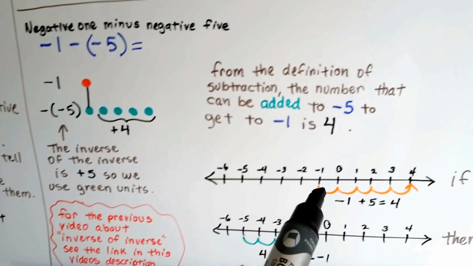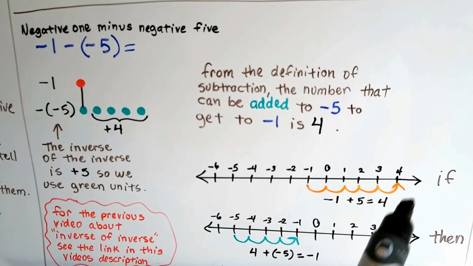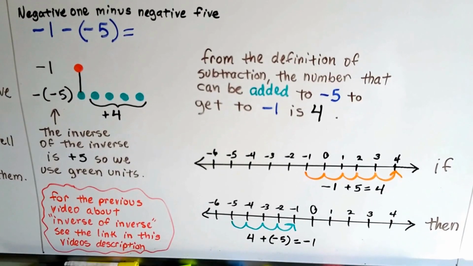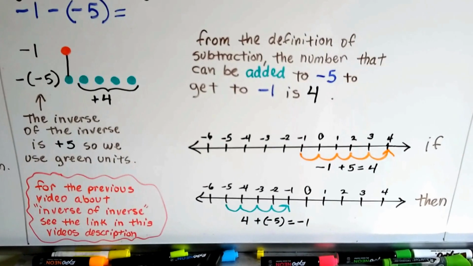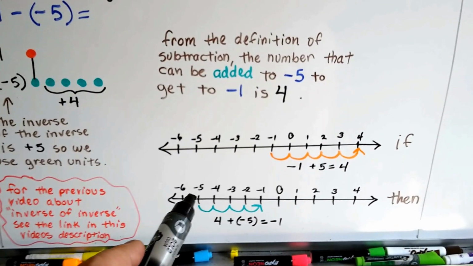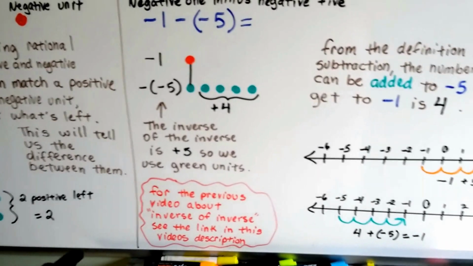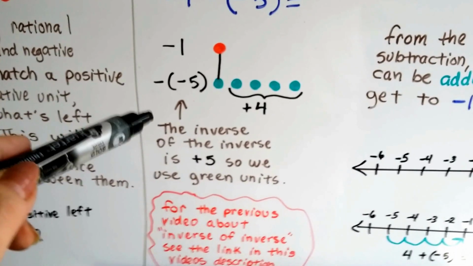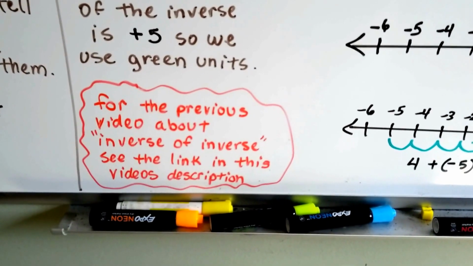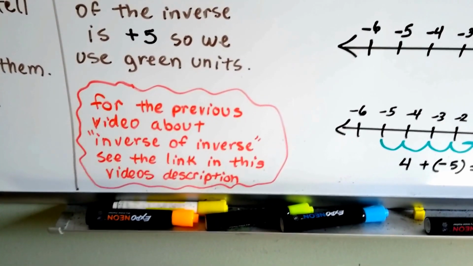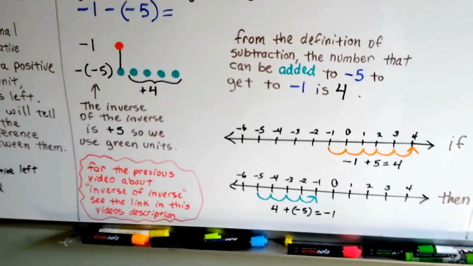See? So if we're at negative 1, and we add 5, 1, 2, 3, 4, 5, we're at 4. And from the definition of subtraction, the number that can be added to negative 5 to get to negative 1 is 4. So if we're at negative 5, and we add 4, 1, 2, 3, 4, we get back to negative 1. See? Now, if you're confused about this inverse being a positive 5 and us using the green units, then you probably missed the last video. So for the previous video about inverse of inverse, see the link in the video description for this video, okay? It's in there. And that'll help you out a lot, okay?